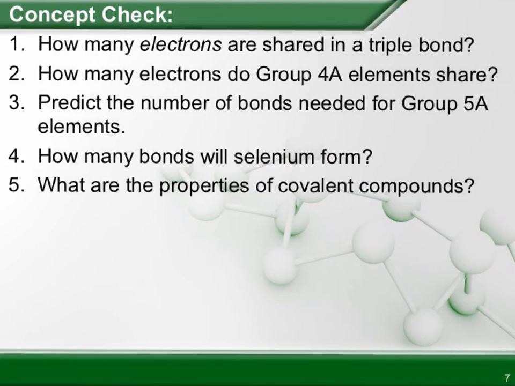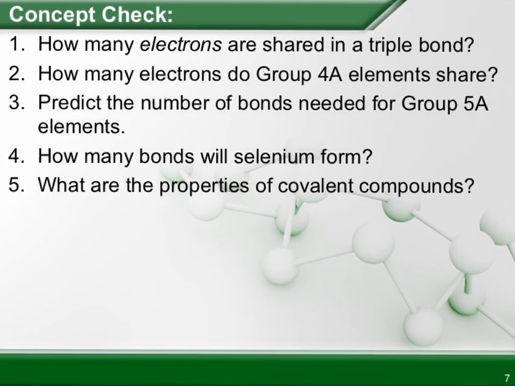Alright, hit pause on the video and answer these 5 questions in the summary section of your notes, and then come back and check your answers. How many electrons are shared in a triple bond? That is like asking you how many shoes do you have if you have 3 pair of shoes. Since we have a triple bond and there are 2 electrons per bond, we know that there are 6 electrons shared in a triple bond.